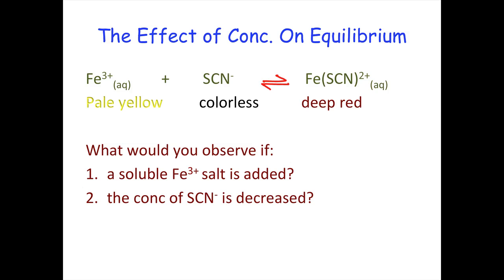All right, so let's see if you all got it out. Now let's look at the first part here. What they're saying is, what would you observe if a soluble Fe3+ salt is added? So let's look at the reaction. On this side of the reaction, if you look at the colors, it's pale yellow, colorless. And on this side, the solution is much darker, it's deep red. So what will we observe?